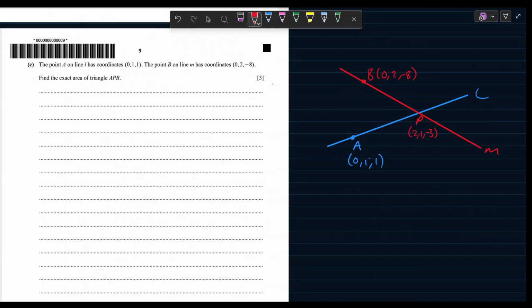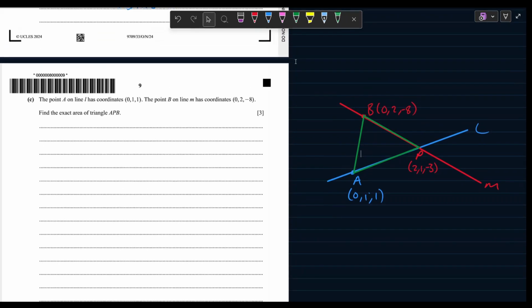And we want the exact area of the triangle APB. So that will be this triangle, A to P, and it comes back to B. We need to find the area of this triangle APB.